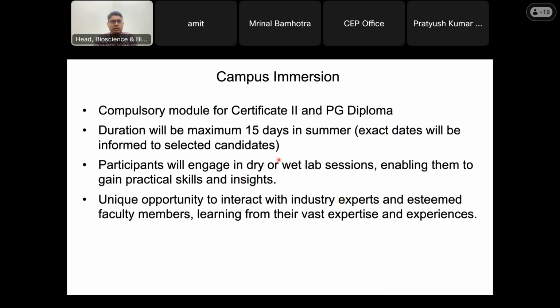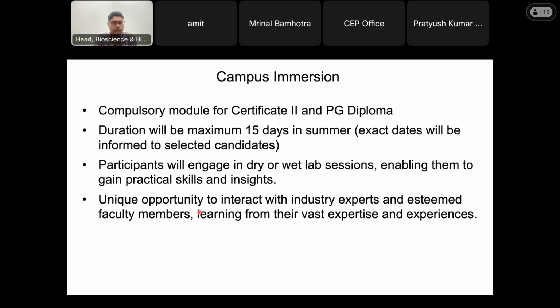So the duration will be a maximum of 15 days for this immersion. It will most likely be planned in summer. We will inform the selected candidates of the exact dates when we circulate the academic calendar. During this immersion, participants will engage in dry or wet lab sessions so that they can gain practical skills and insights.